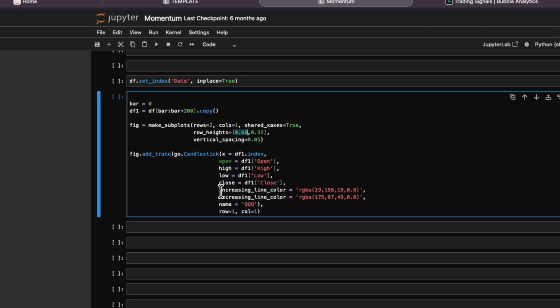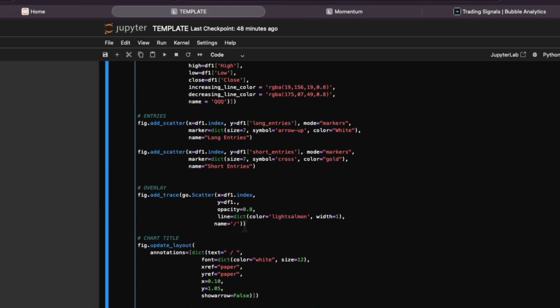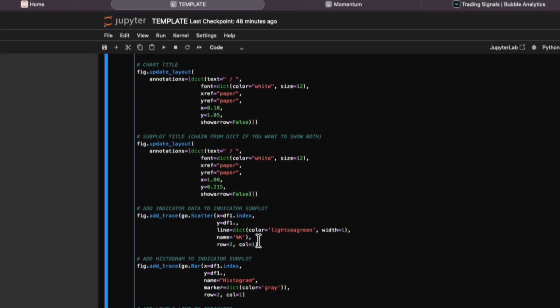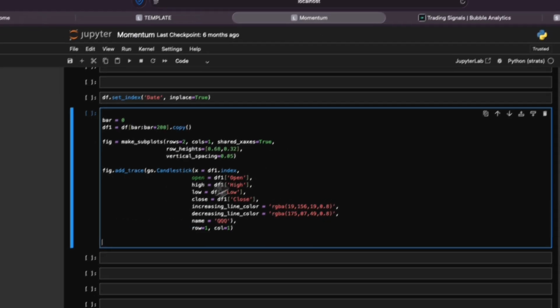And then this sets the green bars versus red bars. You can change the colors here and then give it a label, and then we're telling it to put that data in row 1. So that's price. Let us go and grab some indicator data, and so that's this line here. So add indicator data to our indicator subplot.